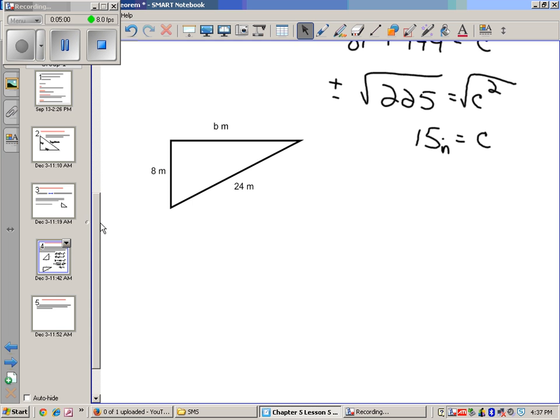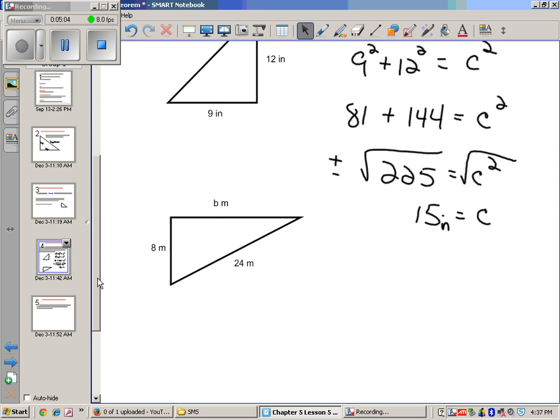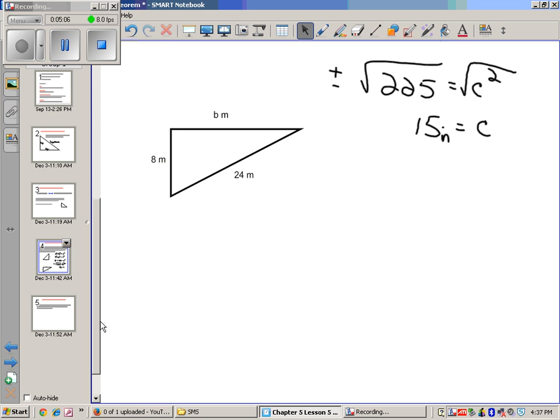Okay, you're always going to see triangles. They're not always going to be up and down like they were on the first example. Sometimes they are sideways. So you always have to figure out the hypotenuse, or C, which is always the diagonal. Once again, we're going to write down our formula: A squared plus B squared equals C squared, and fill in what they give us.